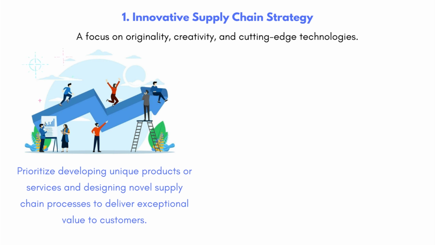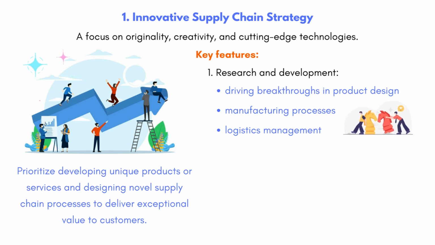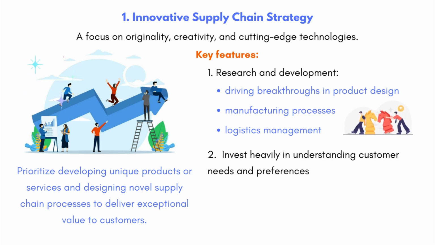to customers. Key features of an innovative supply chain strategy include: innovative companies allocate significant resources to research and development, driving breakthroughs in product design, manufacturing processes, and logistics management. This enables them to differentiate their offerings from competitors. These companies invest heavily in understanding customer needs and preferences. They leverage customer insights to tailor supply chain processes, ensuring speedy delivery, customization, and responsive service.